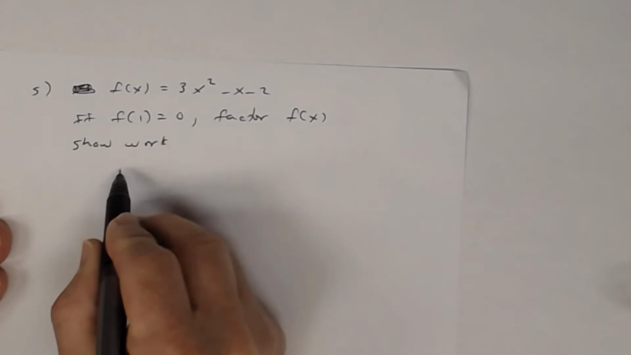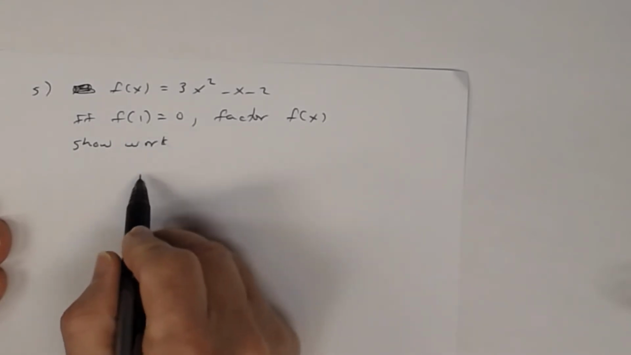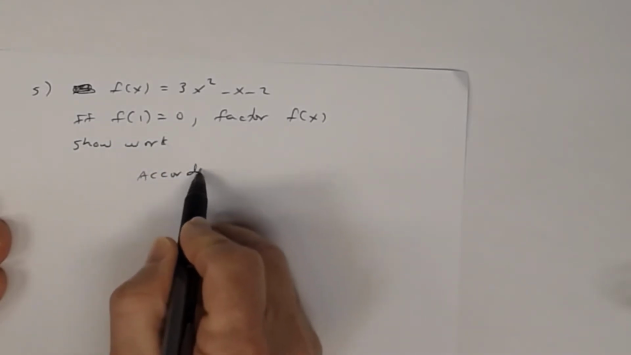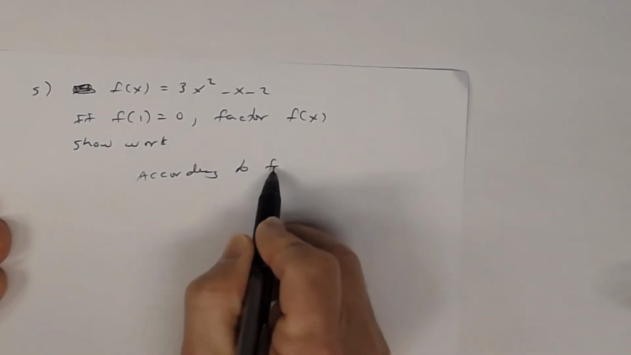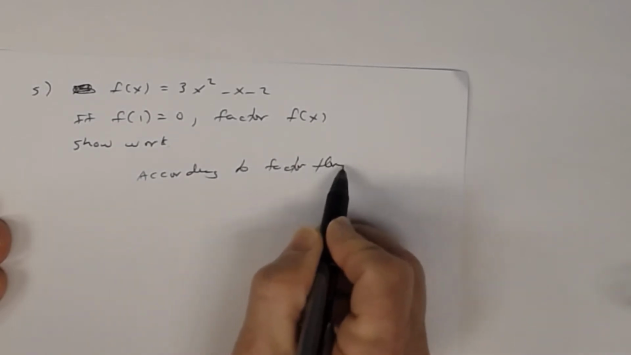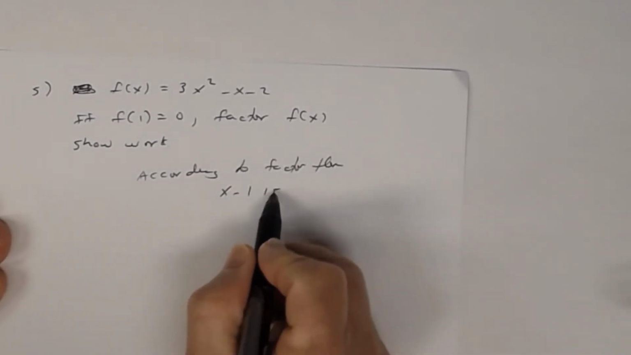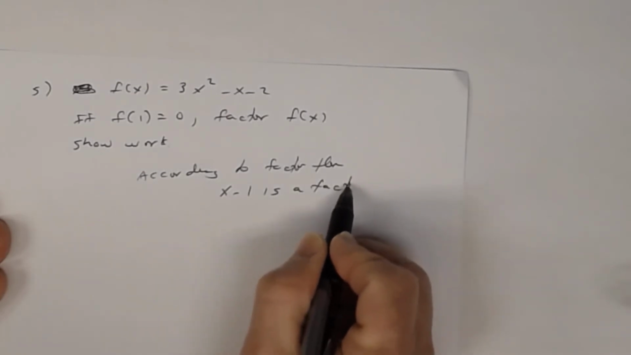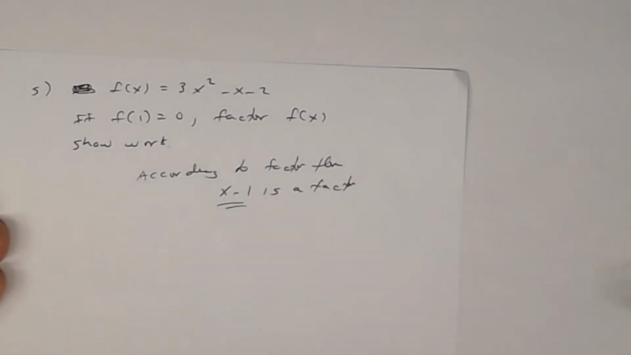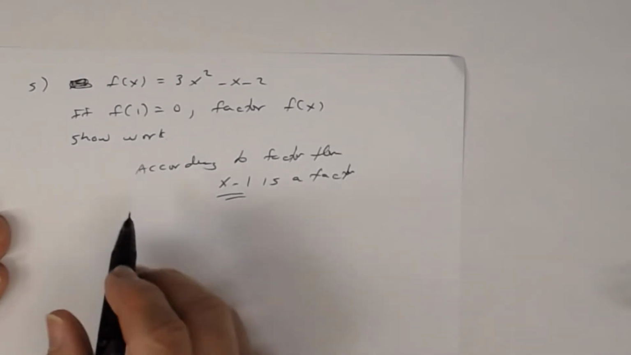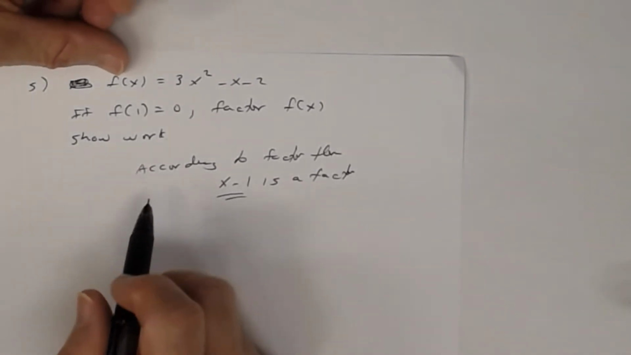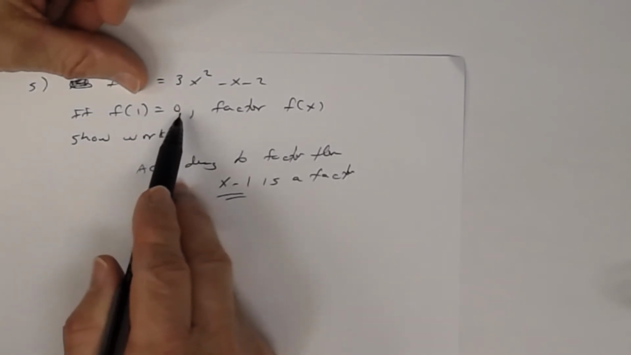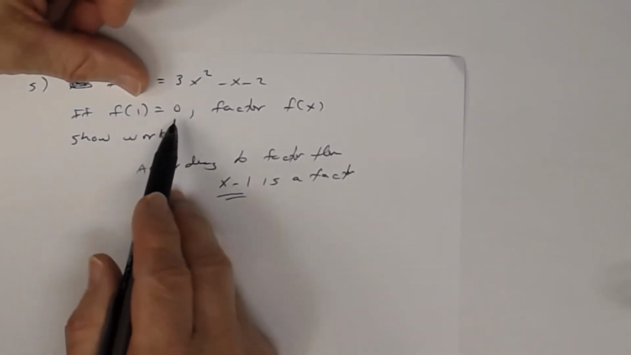So we know that according to the factor theorem, x minus 1 is a factor. So one of my factors is x minus 1. I just have to find the other factor. Here's the way we're going to do this. We're going to use synthetic division. Remember, this is a remainder, so that remainder is going to be 0.